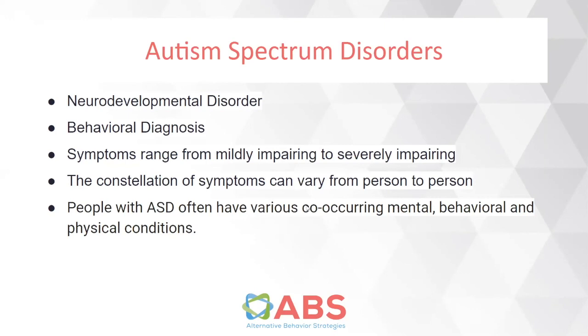I also want to make the point, in more detail later, that people with an autism spectrum disorder are really vulnerable to having co-occurring mental, behavioral, and other physical conditions. It's a complicated diagnosis because it affects so many parts, not just of someone's developmental functioning, but their physical and mental health as well in many cases.